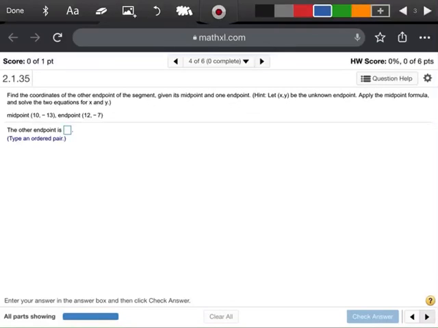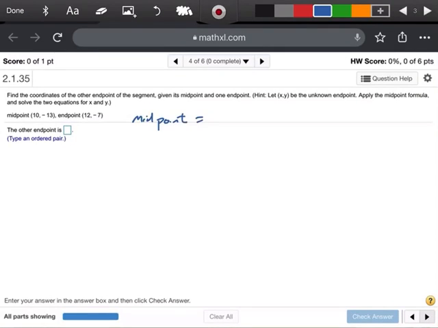All right, so guys, one of our classmates asked this question here. So let's see if we can't figure it out. It says, find the coordinates of the other endpoint of the segment given its midpoint and one endpoint. And it says, hint, let x, y be the unknown endpoint. Apply the midpoint formula.